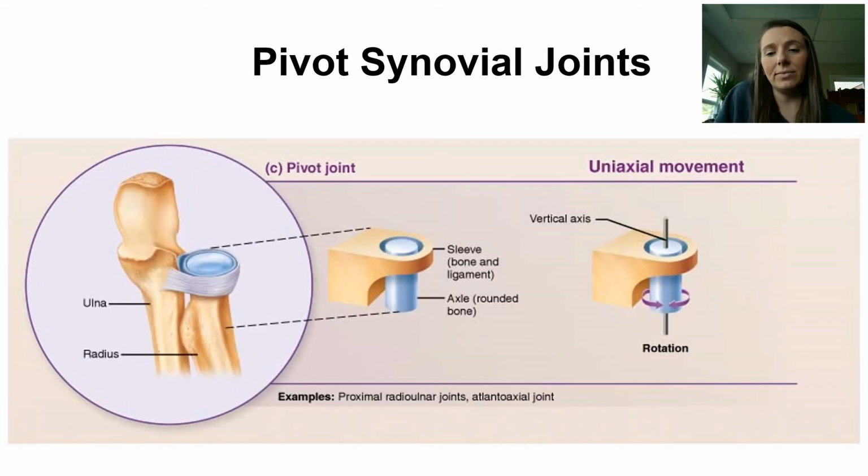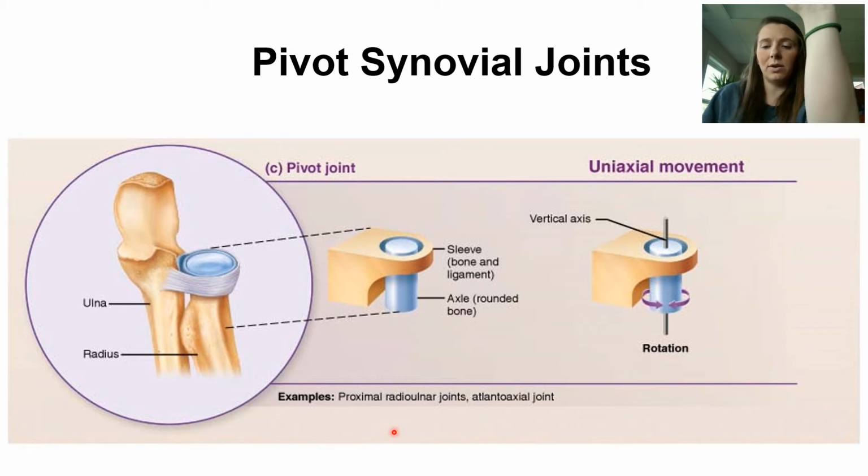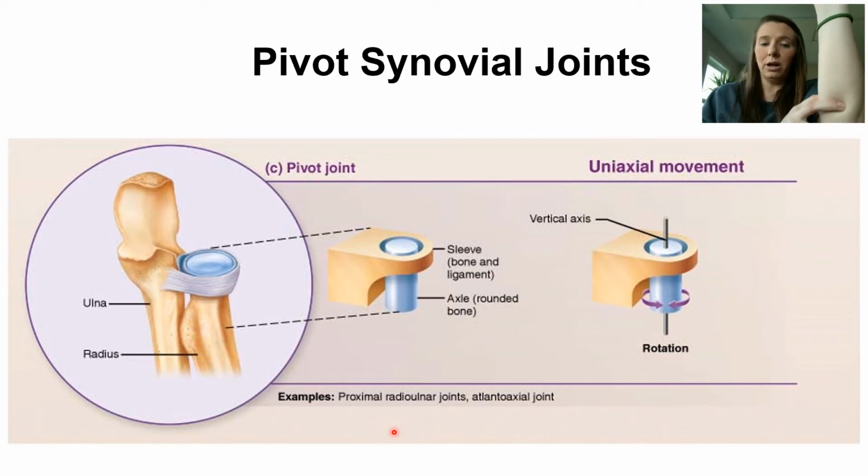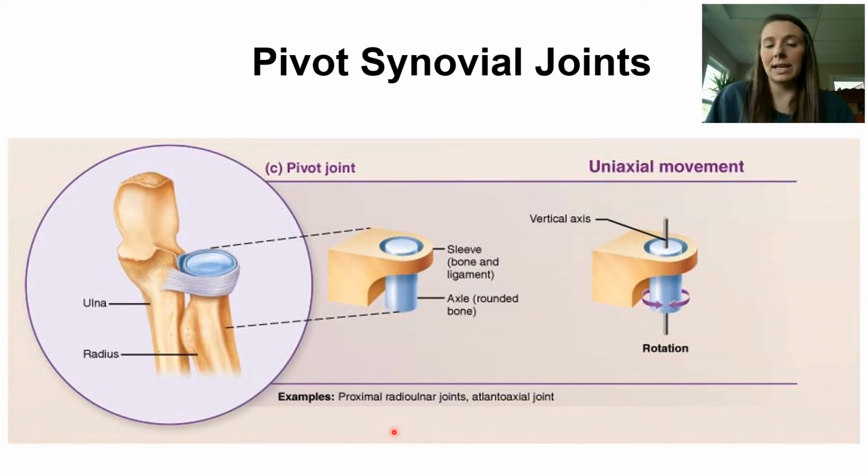The second type of uniaxial synovial joint, again, is these pivot synovial joints. And so the example here that's given is the proximal radial ulnar joint. Okay, when the radius and the ulna come together closer to the elbow, that's what it's talking about when it says proximal radial ulnar joint. So up here where the radius and the ulna are coming together, on the proximal side, closer to the elbow.